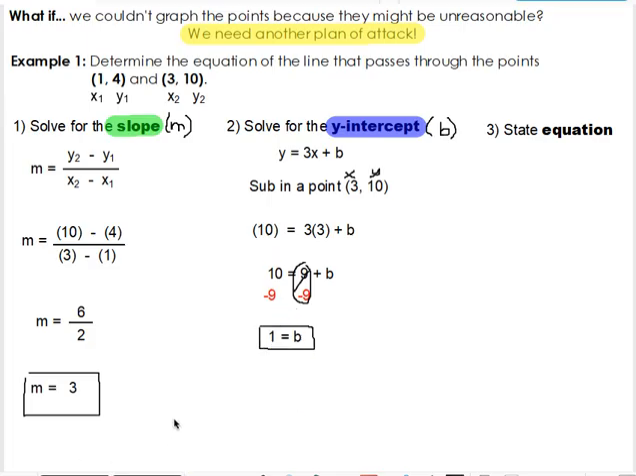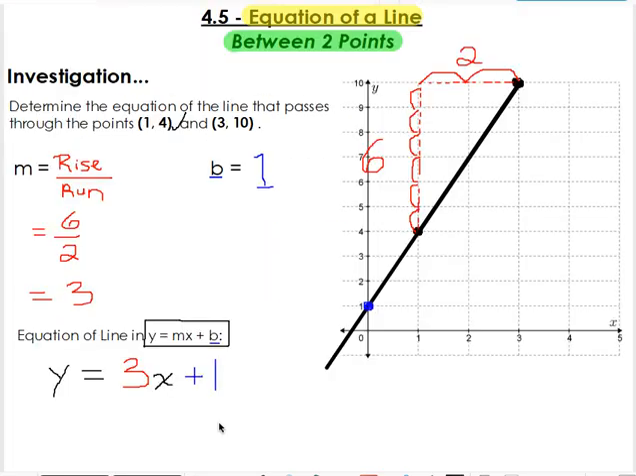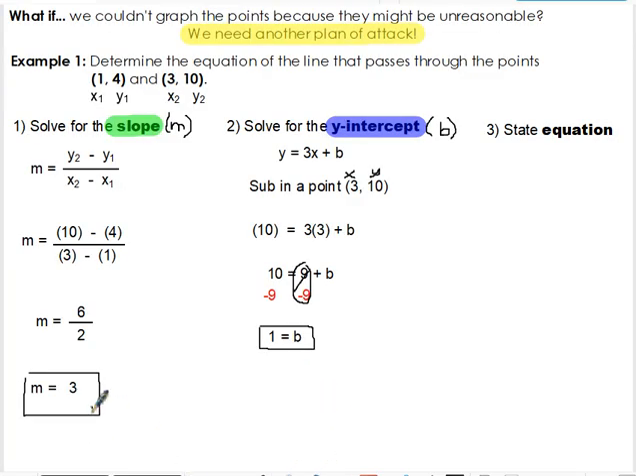And again, we're probably not too shocked because we knew that the y-intercept here was going to be positive 1. So altogether, what you're going to do is you're going to take your value of m over here, you're going to take your value of b over here, and you're going to state your equation. So our equation is y equals 3x plus 1. We've just replaced the value of m with 3 and the value of b with 1.